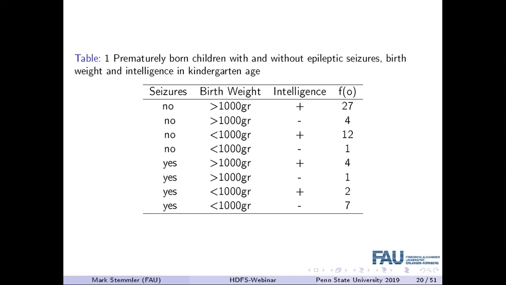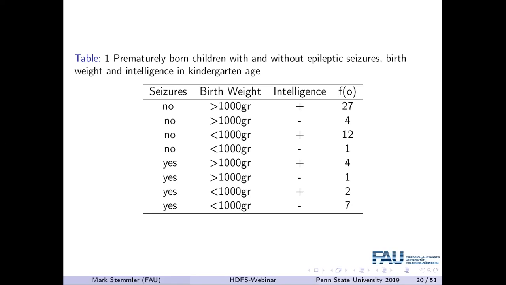And here we have a table. That is the basis for all CFAs. This is what we call populated data for pattern frequencies. What is populated data? Populated data is a data table where the rows consist of the patterns or configurations. So we have no seizures, above 1,000 grams, and above average. And the last column consists of the observed frequencies. In order to analyze the data, we need to come up with such tabulated data.